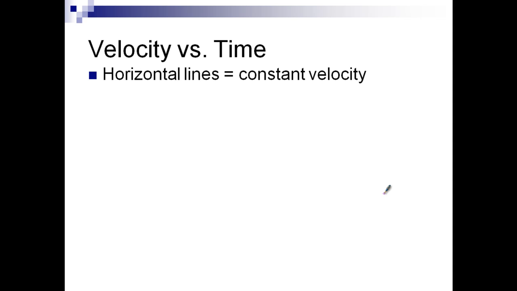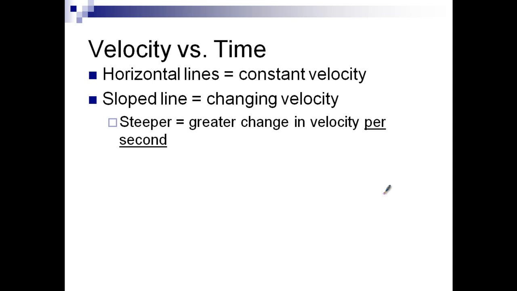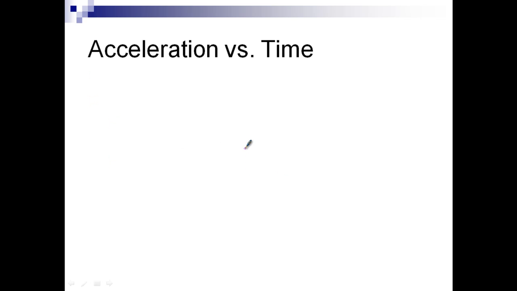So horizontal lines mean a constant velocity. A sloped line equals a changing velocity. Then the steeper the sloped line, the greater the change in velocity. And negative means deceleration, which I hate that word. I don't know why I even wrote that on there. It means negative acceleration.